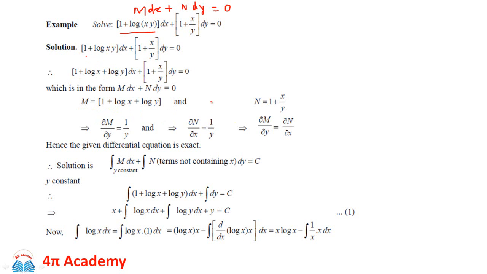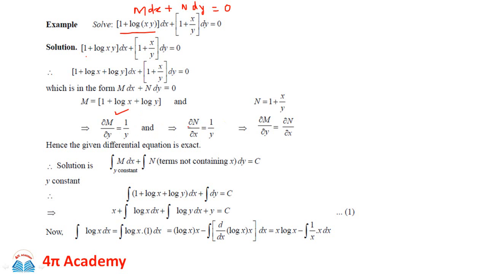Now let us test whether this is an exact differential equation. So let us find del m by del y. This del m by del y will be equal to the derivative of 1, which is 0. Then the derivative of log of x is also 0 because we are differentiating with respect to y. The derivative of log of y with respect to y will be equal to 1 by y. So this is my del m by del y.